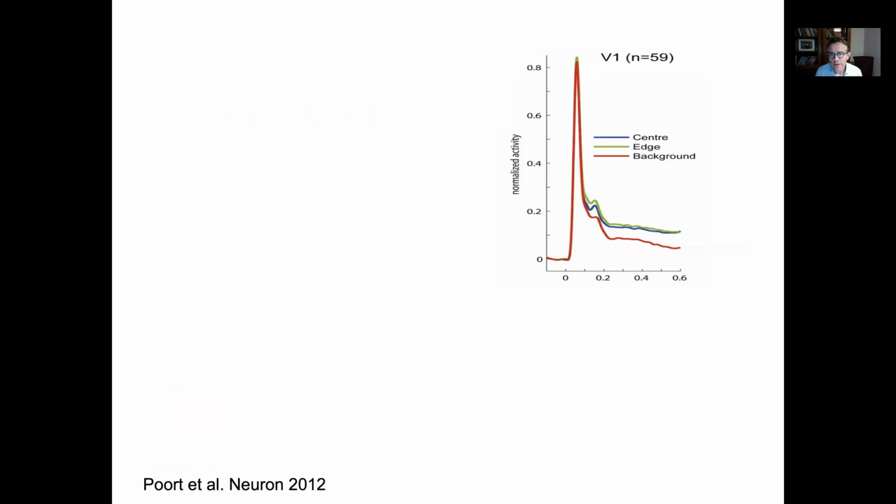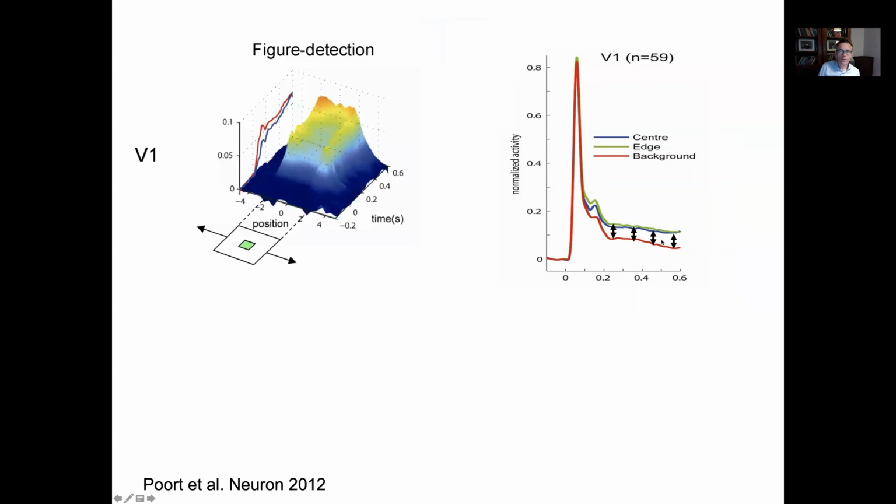Okay, so this shows you averages across many positions of the figure. And if the receptive field fell on the background, you get a red response. And if it fell on the edge or on the center, we got these extra spikes. Okay, now I'm interested in these extra spikes. So what I'm going to do is to subtract the red response from the green and the blue response. And then you get this somewhat complicated 3D plot, but I'll step you through it.